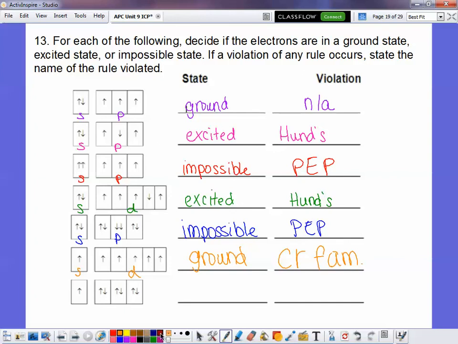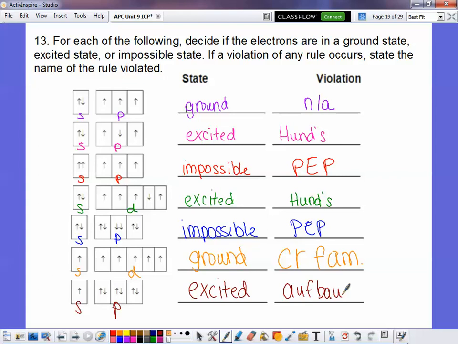All right, and then our last one, we have S and P, and this is excited state. Which rule did we violate here? Aufbau. It's A-U-F-B-A-U. And that is not someone's name. It's just a German word that I think means like from the ground up or to build up.